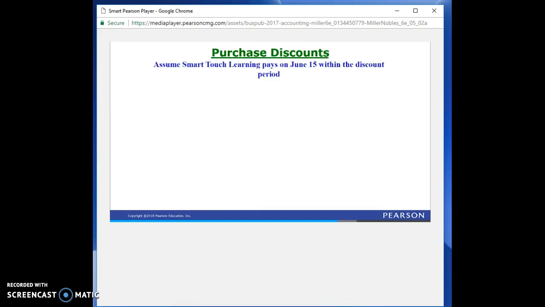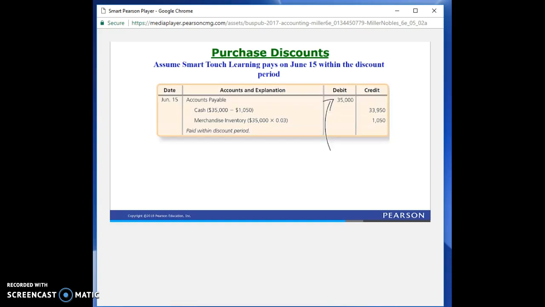Now, let's assume Smart Touch Learning pays for the merchandise inventory on June 15th, which is within the 15-day discount period. Here is how they would record the payment. And notice, it is a compound journal entry with 3 different accounts being affected. Let's start with cash. We know that the entire amount that we owe Southwest Electronics is $35,000, but 3% of $35,000, $1,050, is an amount that we're not going to have to pay. We're going to subtract that 3% discount, and we will send a check to Southwest Electronics for $33,950.